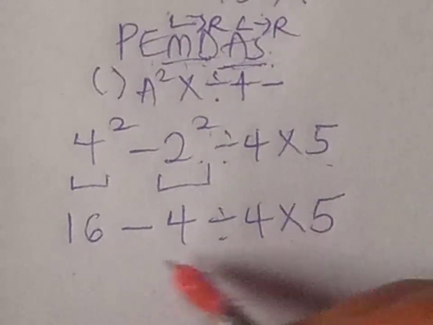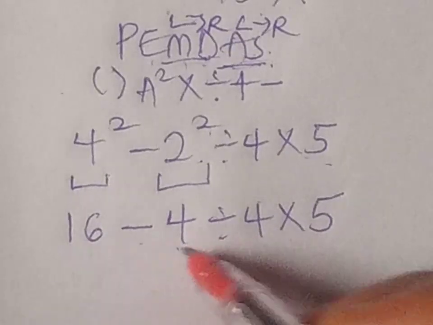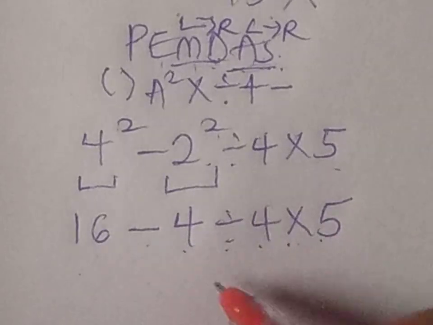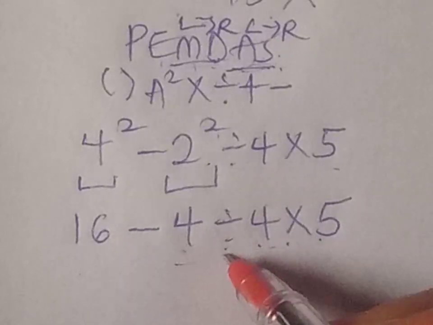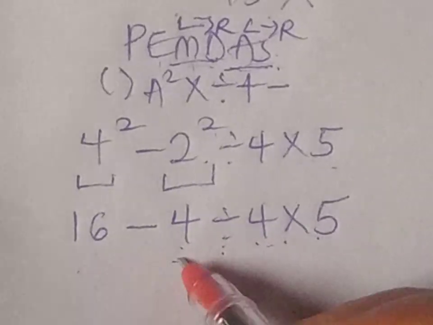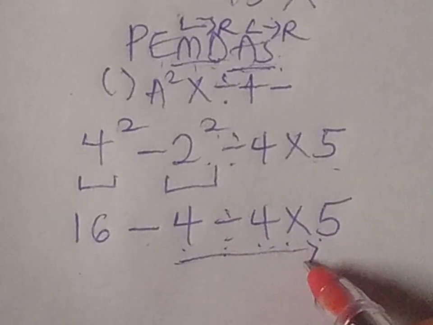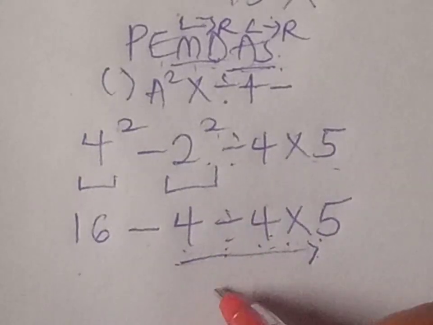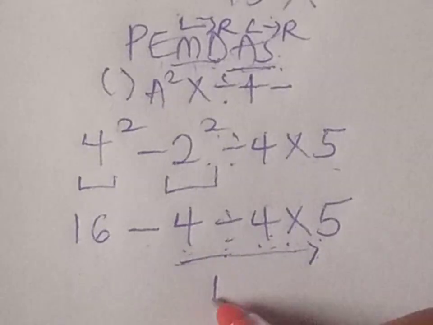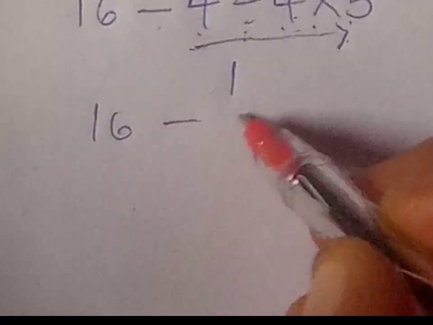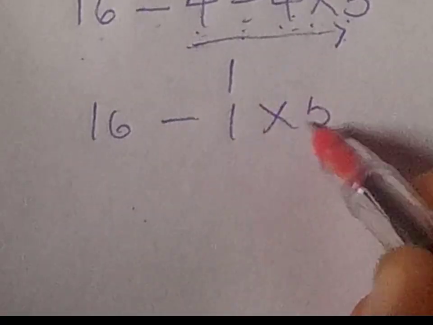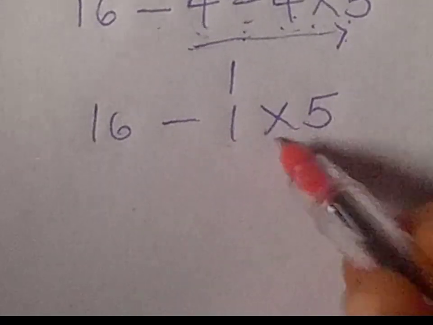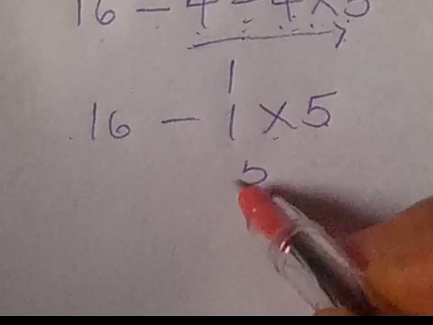Now back to our expression here: 16 minus 4 divided by 4 multiplied by 5. We shall be starting with the division because we are moving from the left to the right using the order of operation called PEMDAS. So 4 divided by 4 gives us 1. So our expression becomes 16 minus 1 multiplied by 5. Next is our multiplication. 1 multiplied by 5 will give us 5.